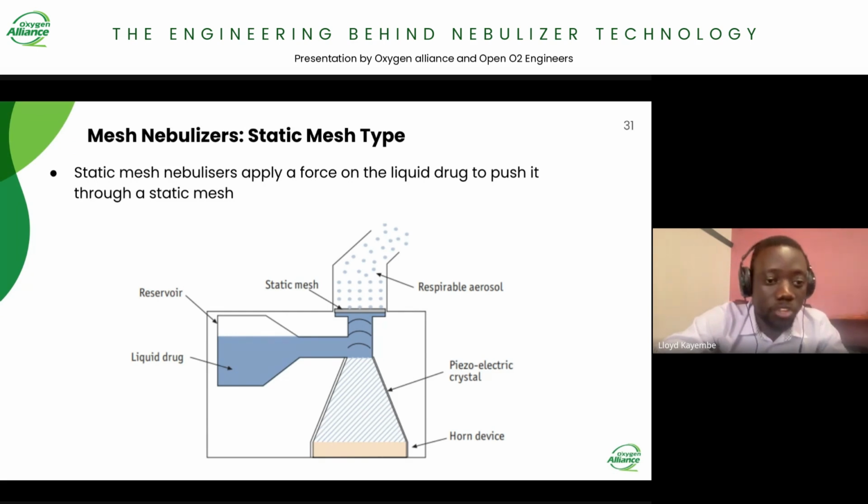As you can see, the part that I've labeled liquid drag is the one that receives the vibration. Then when it receives this vibration, it is pushed through the static mesh. This mesh, as I said, has tiny holes. So as the liquid passes through this mesh, it generates the fine particles themselves. Right, so that's how the static mesh type works.